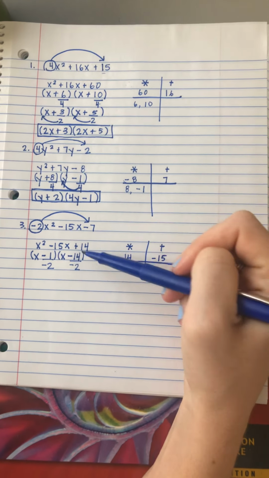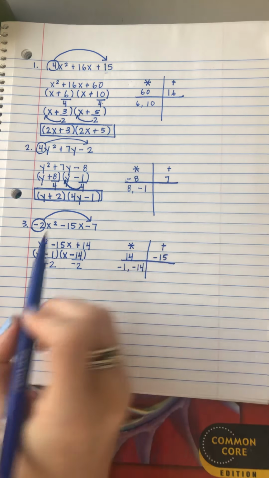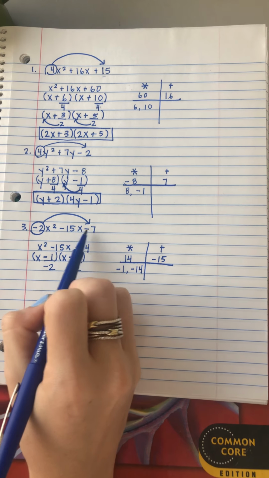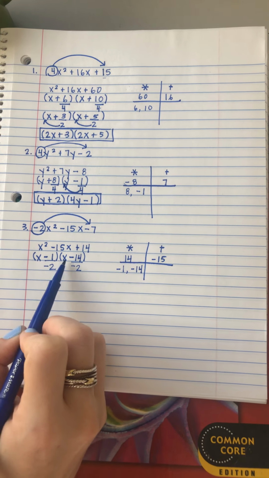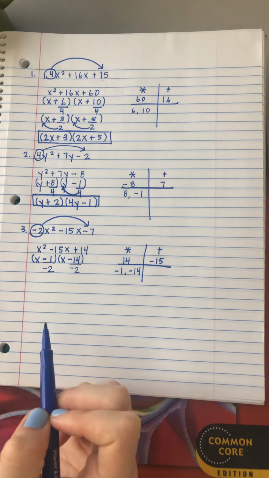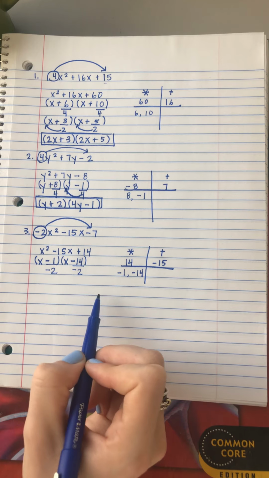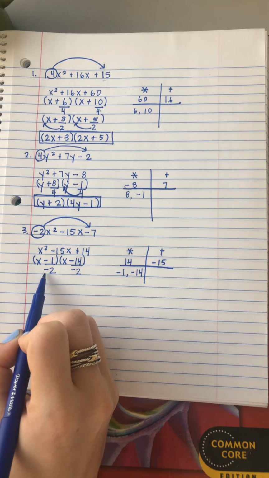Now this part gets tricky because you've got to think, I want this to multiply back to get me to this original. So when I multiply these first terms, I'm going to need a negative 2 there, which means one of these negatives is going to stay. I'm going to make the first one stay.